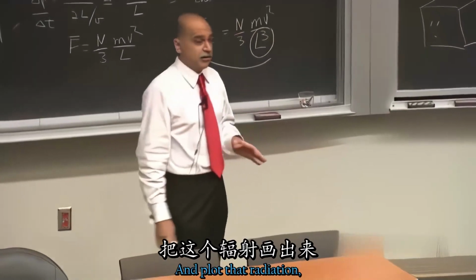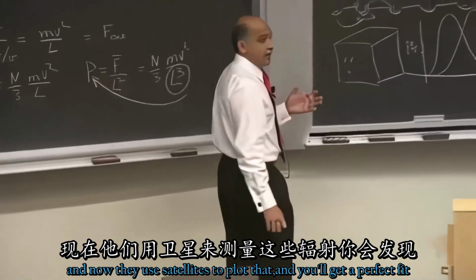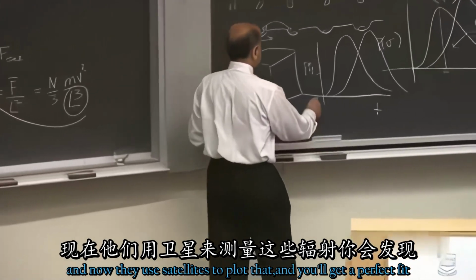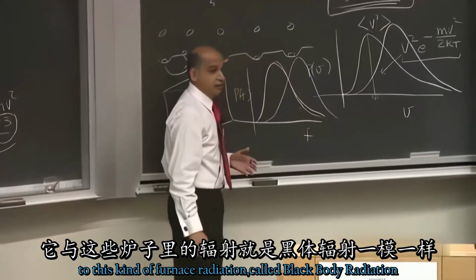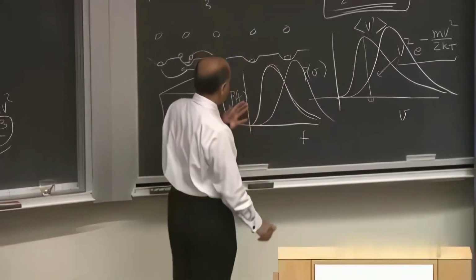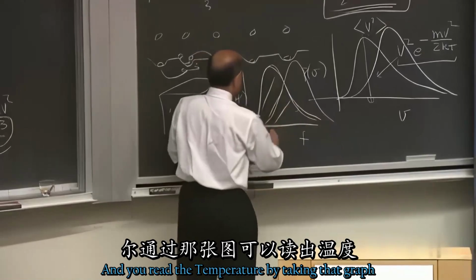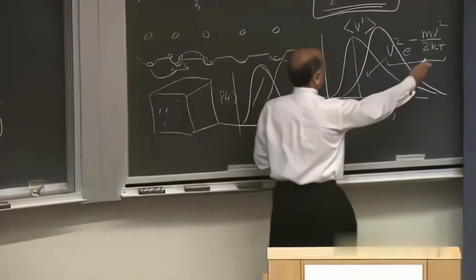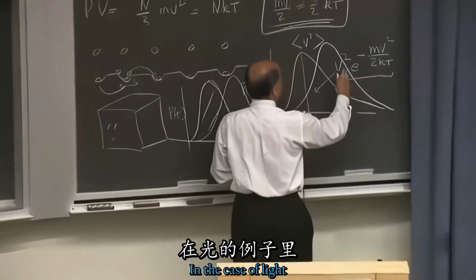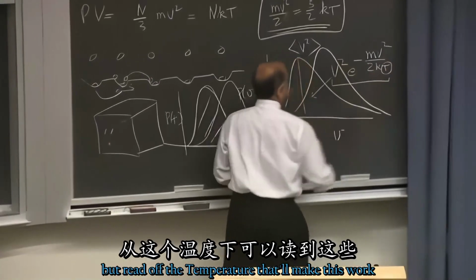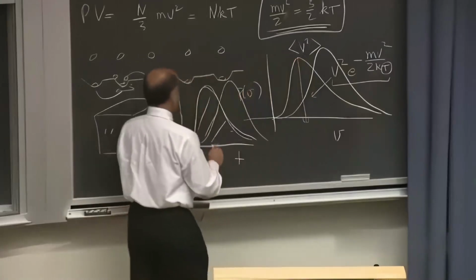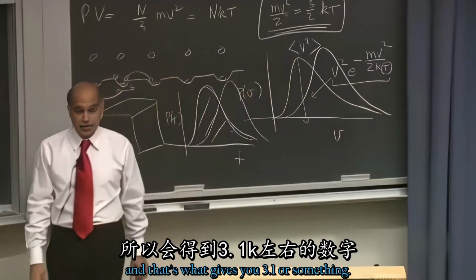And plot that radiation. And nowadays they use satellites to plot that. And you get a perfect fit to this kind of furnace radiation, or called black body radiation. And you read the temperature by taking that graph and fitting it to a graph like this, where there will be temperature. In the case of light, this won't be velocity squared, but it will be the frequency squared.